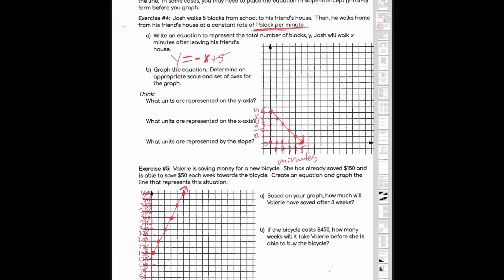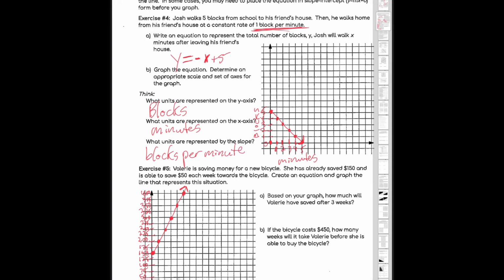So we graphed our equation here. And now what units are represented on the y-axis? We just said that was the amount of blocks he was at. On the x-axis, we had the amount of minutes he was at. And then it says what units are represented by the slope, and this is the rate of change of blocks per minute. So blocks walked per minute.